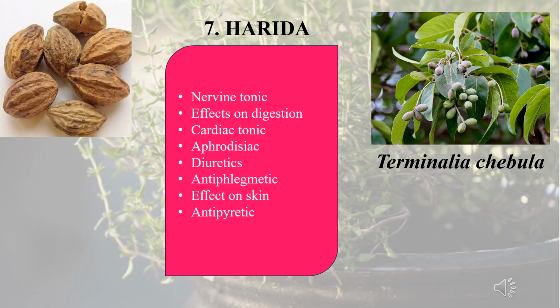Then the aphrodisiac: due to the presence of this property, it helps to maintain the healthy functioning of the reproductive system and also cleans the uterine cavities. The diuretic: it increases the flow of urine. And antiphlegmatic: it helps to reduce the cough and promote healthy respiratory system functioning. And the effect on skin: it is helpful in all skin diseases. And the last one is antipyretic. It is helpful to reduce fever.